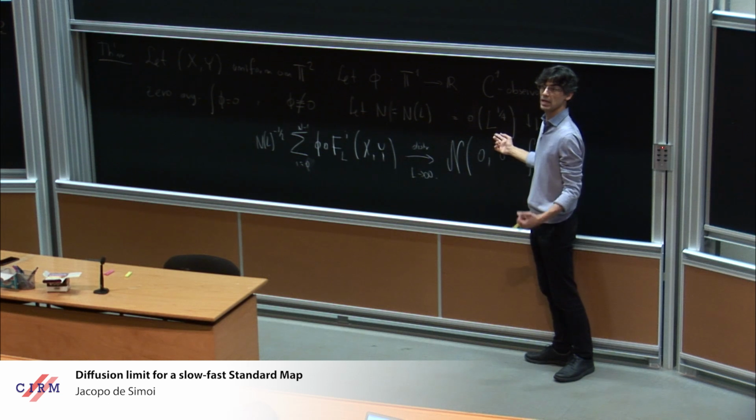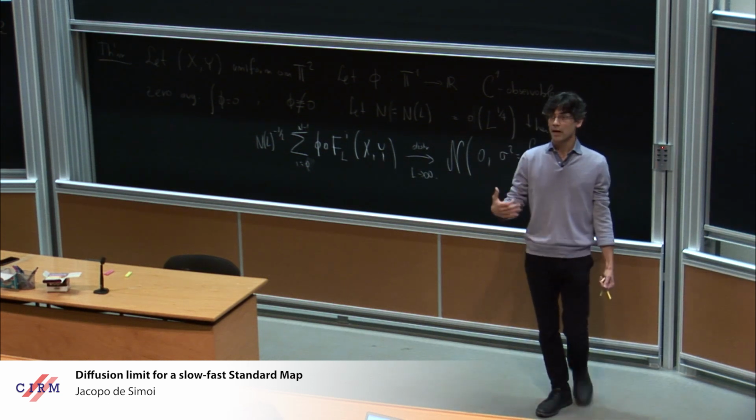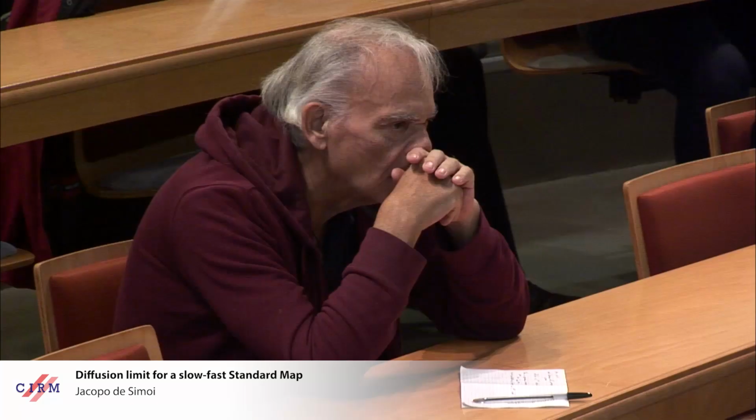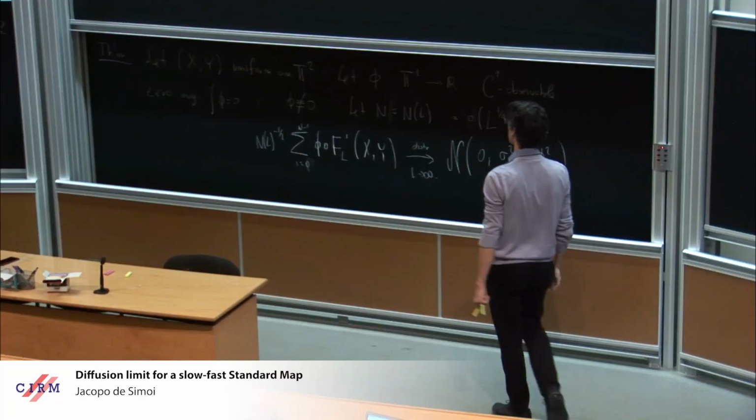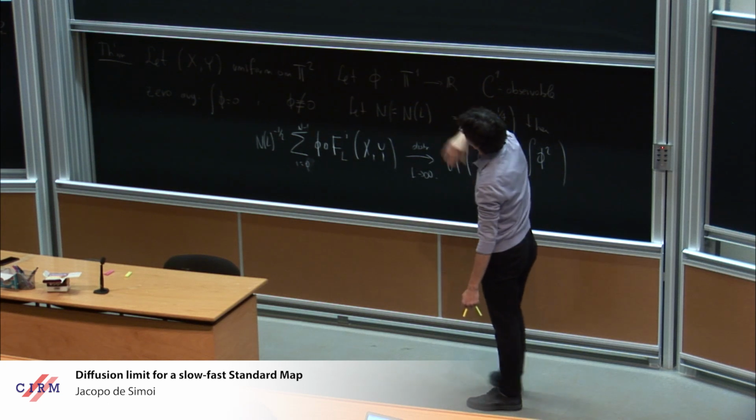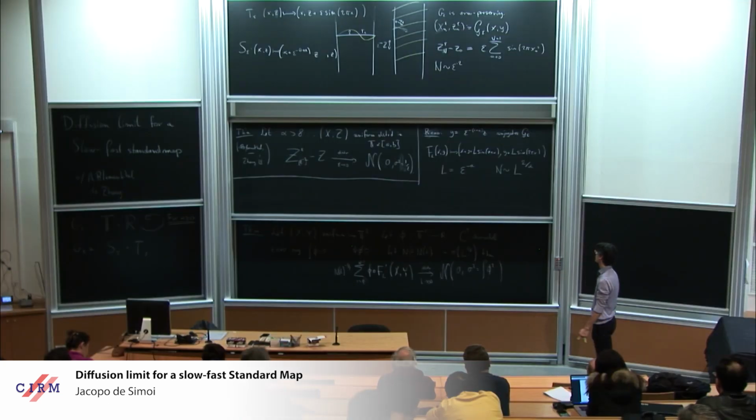So the smaller the alpha, the faster you would be allowed to grow. And if alpha were equal to 0, then we would have a central limit theorem for the standard map, which would be fantastic. But of course, this is not the case because we have now alpha bigger than 8.